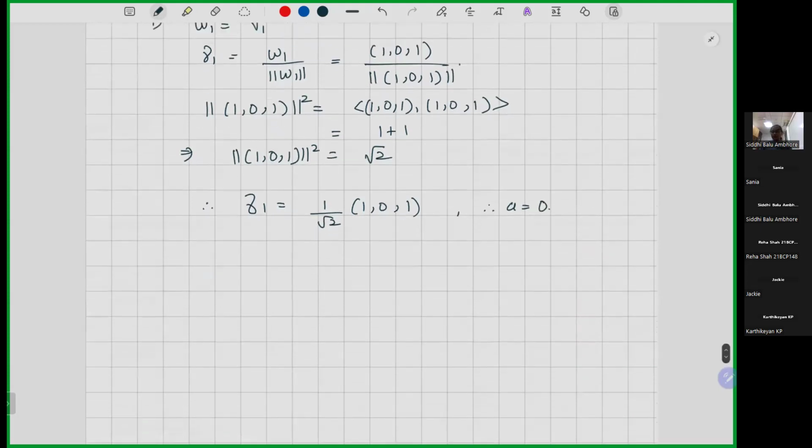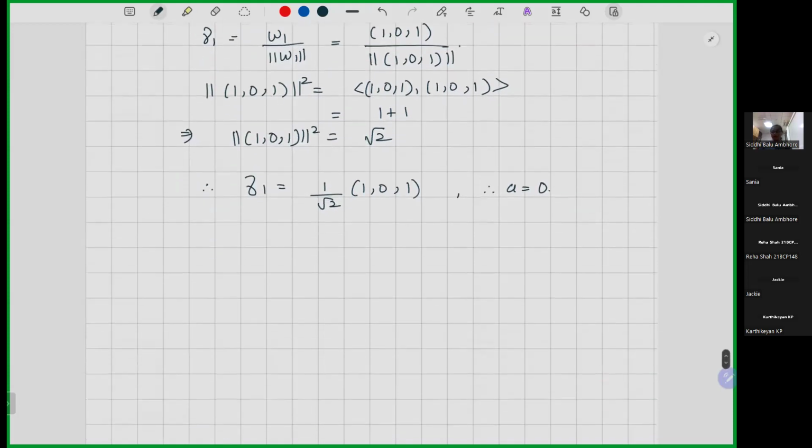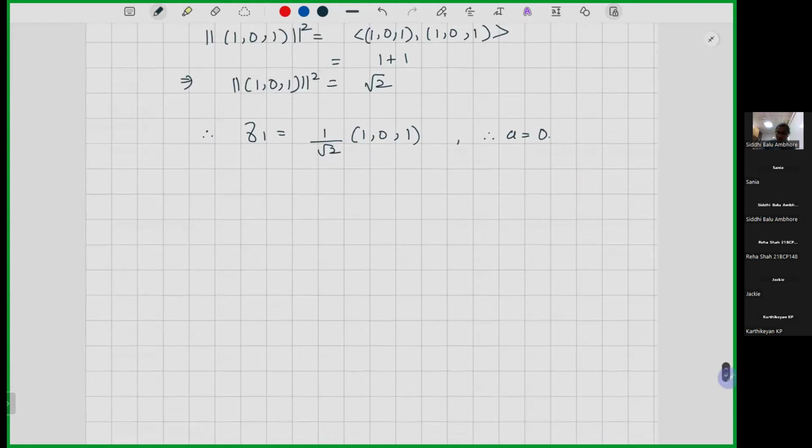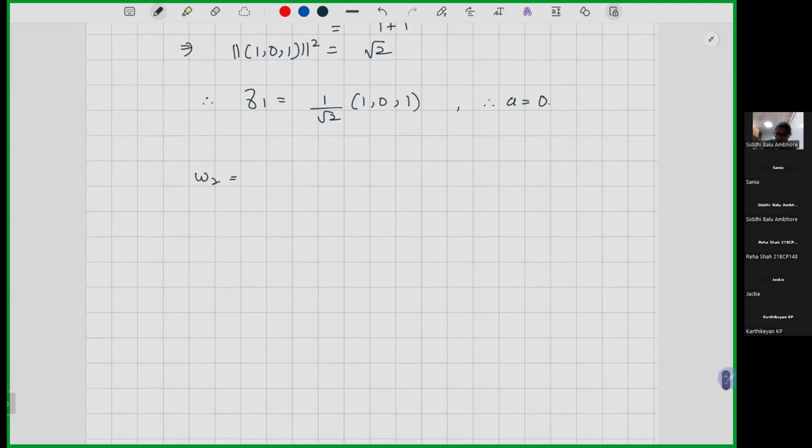Any doubts here? We just obtained this value of A. Now for W2, what we have is, W2 is V2 minus the inner product of V2 and W1 by norm of W1 squared, into W1.